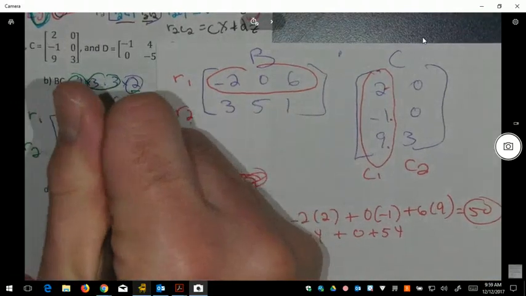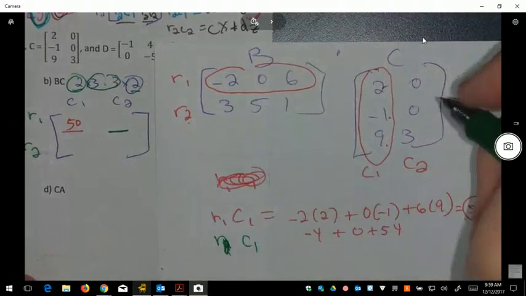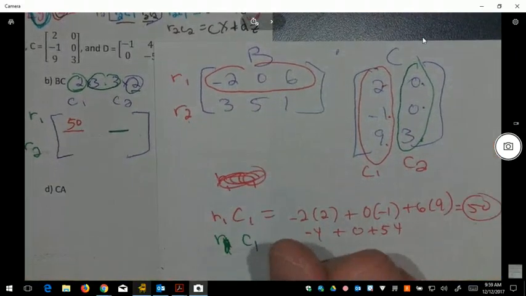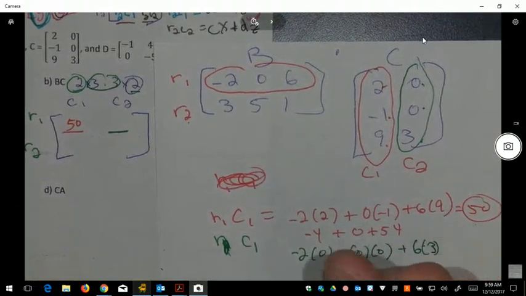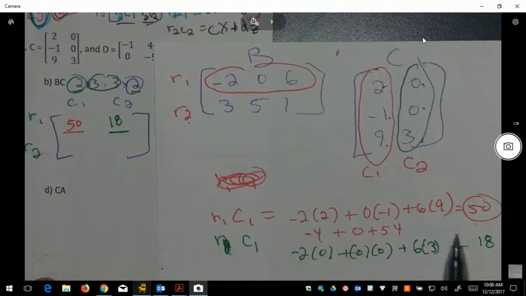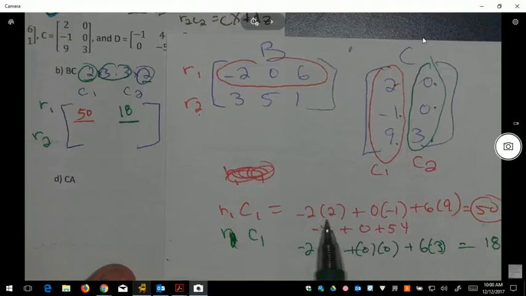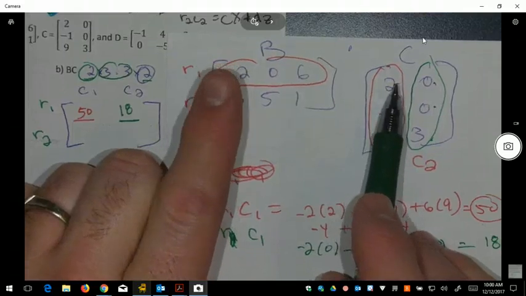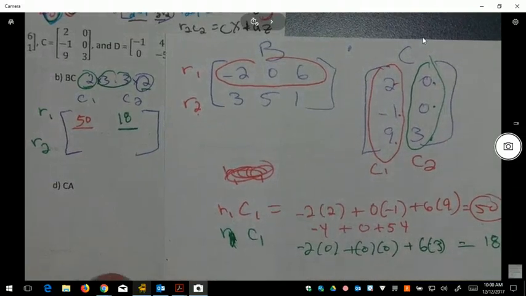For my next element, which is located in row 1, column 2, I'm going to use row 1, this time column 2. -2 times 0, 0 times 0, 6 times 3. So it's 0 and 0 and 18. I don't need you to write this out every time. The first few times you will want to, just to make sure you're doing it correctly. But after that, if you are quick and efficient at it, you could just be plugging this into your calculator or writing down real quick the products. 0, 0, 18, and then you've got your number when you add them up.